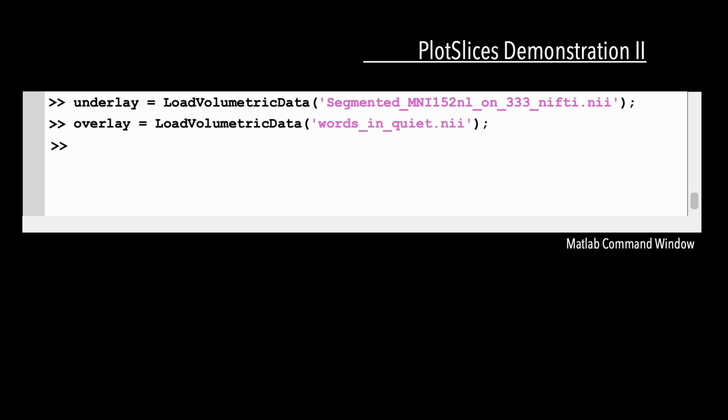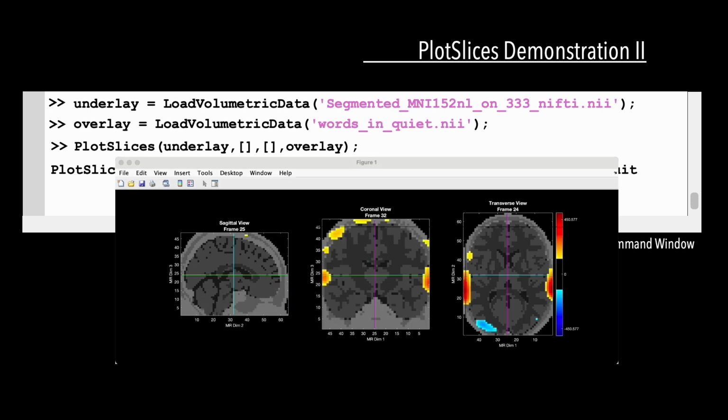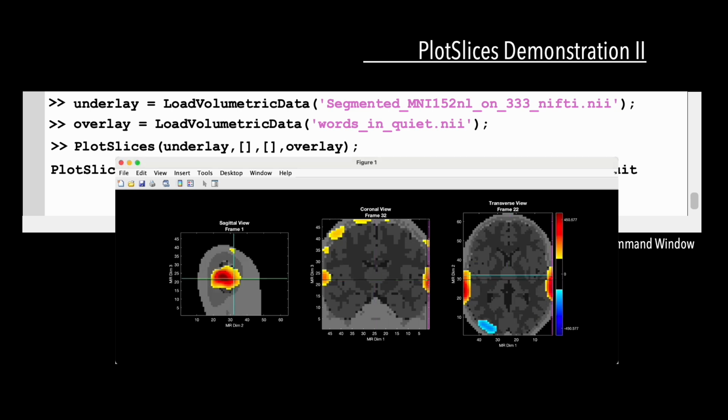Next, we demonstrate the most common application of plot slices, using the function to superimpose functional data on an anatomical underlay. First, we load an atlas that matches the resolution of the functional data. This is a requirement when using plot slices. Next, we load the overlay. We then pass the underlay and overlay to plot slices. In this example, empty arrays are passed for the other parameters so that default settings will be used. A new figure window is opened, and sagittal, coronal, and transverse views of the atlas are shown with the functional data superimposed as the colored areas.